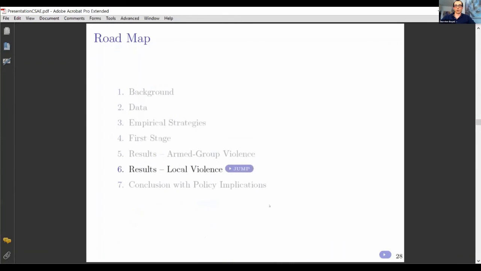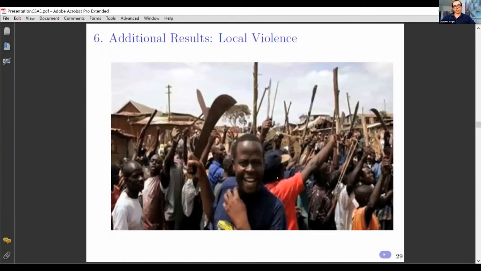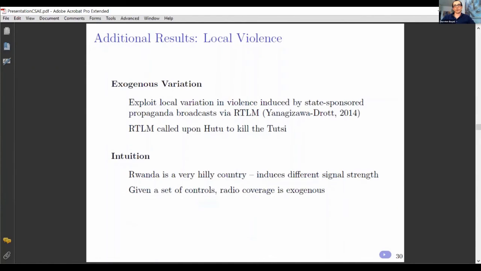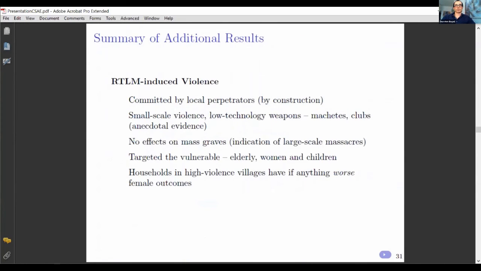Okay, so let me, yeah, on local violence, so these guys, we use variation in RTLM radio coverage. I don't know if you know the paper by Yanagizawa-Drott. That induced local violence. And we show that in those places, if anything, there were worse female outcomes. We can show that, yes, they targeted the elderly, women and children, that local violence. We find no effects on mass graves, local violence, small scale violence.